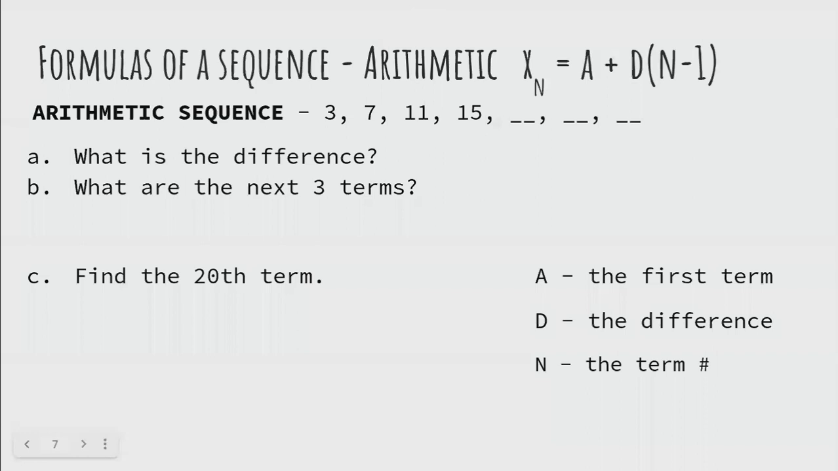And the variables of the equation, these are the descriptions. A always represents the first term of the sequence. D is the difference, and we find the difference here. And then N is the number of the term. So for us, in this instance, our N is going to be 20.